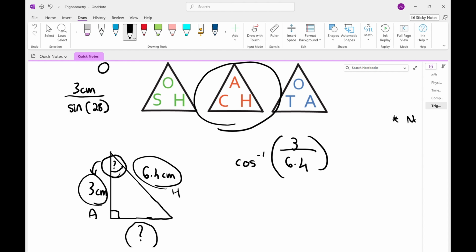So you can find this cos to the -1 on the Casio calculator. You will need to click shift and then cos to give you cos to the -1, and then inside the brackets you will do 3 over 6.4 to give us an answer of 62.05 degrees.